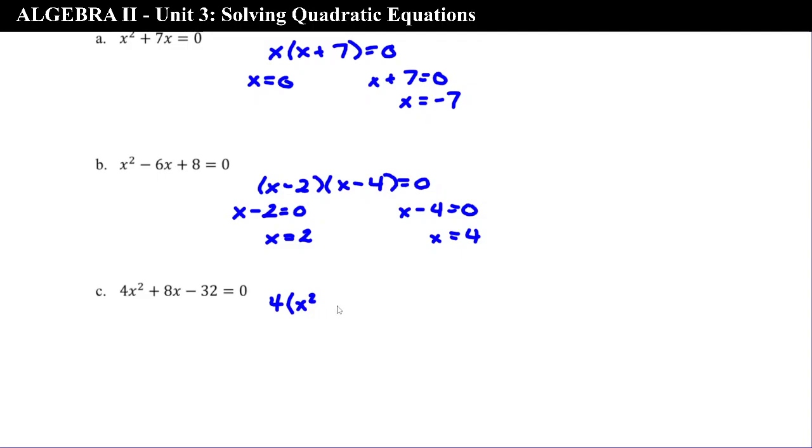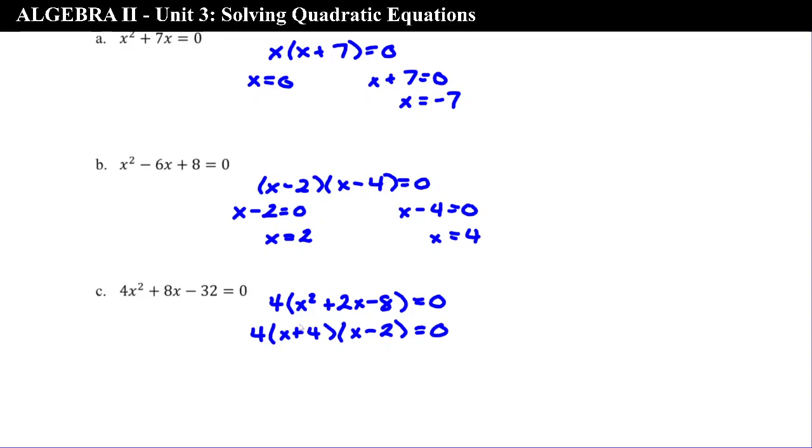giving us x squared plus 2x minus 8. And then we can factor what's left in this parentheses. So you've got 4 times x plus 4 times x minus 2. Because we found two numbers that multiplied to give us -8 and add to give us 2, and those were 4 and -2.